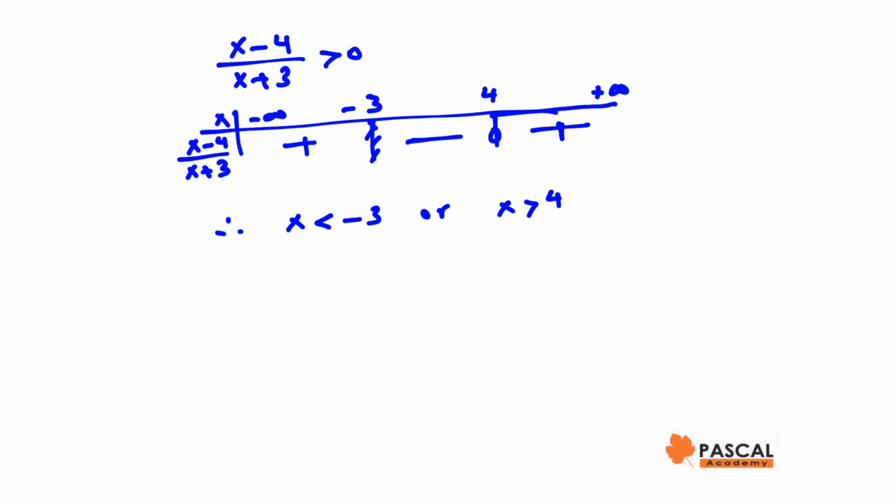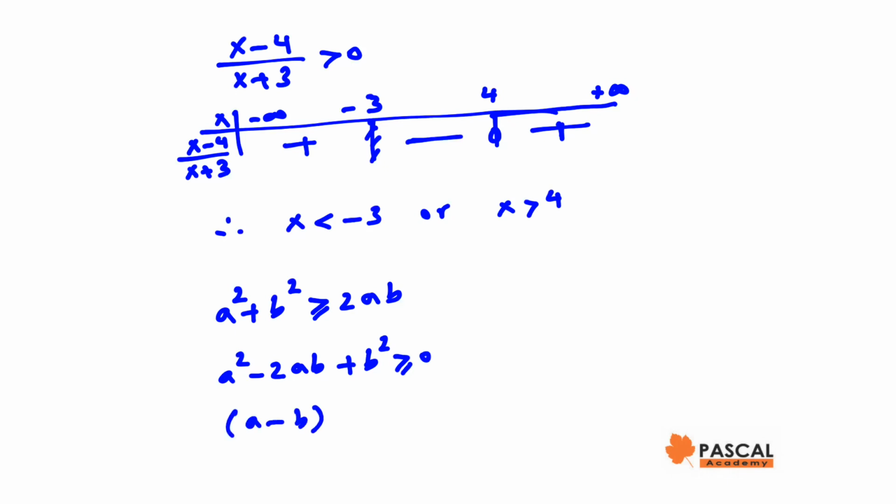Let's prove a^2 plus b^2 is always greater or equal than 2ab. We say this inequality is equivalent to a^2 minus 2ab plus b^2 greater or equal than 0, which is the same as (a minus b)^2 greater or equal to 0, which is always true. Equality holds when a and b are equal.